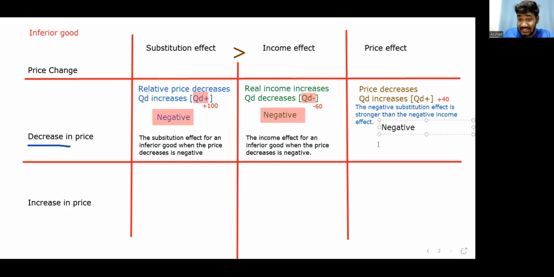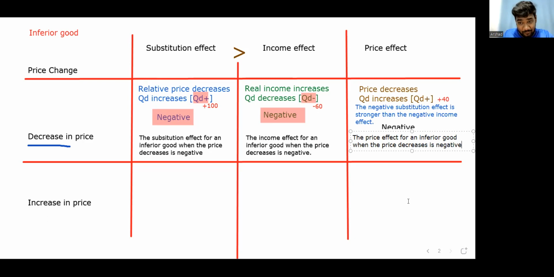So given that this price effect is negative, what is the summary that I write? The summary I can write is, look here: the price effect for an inferior good, when the price decreases, is negative. That's the whole summary point.